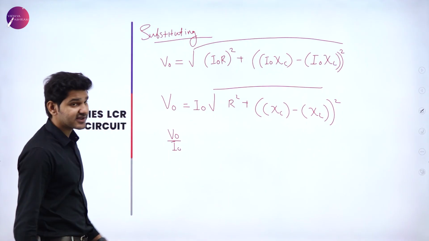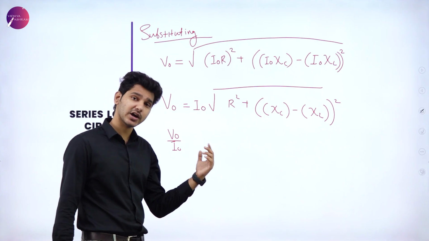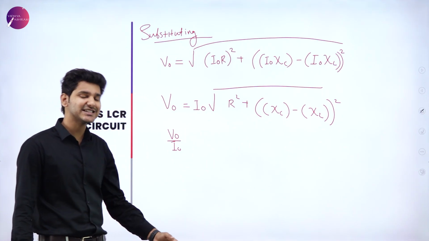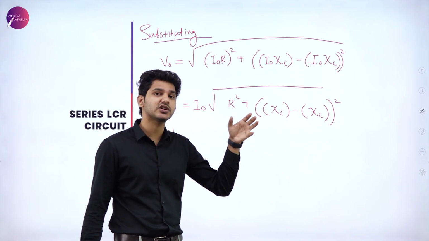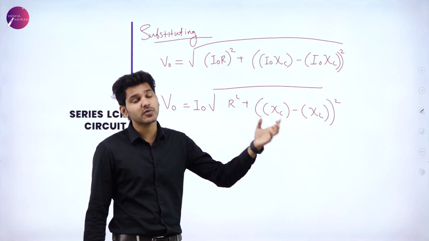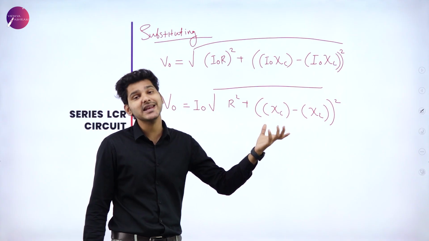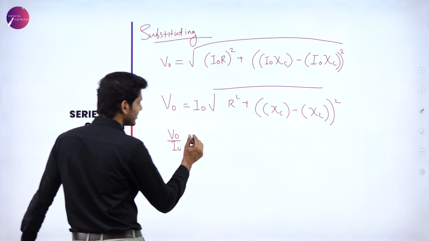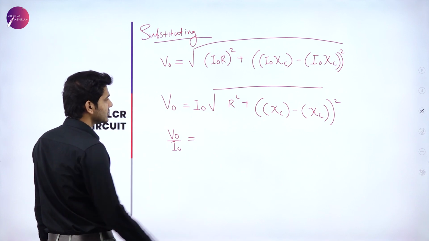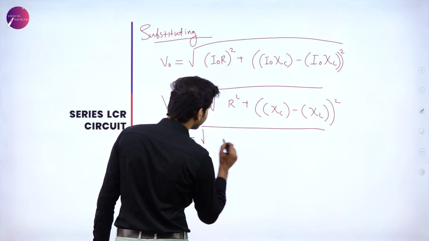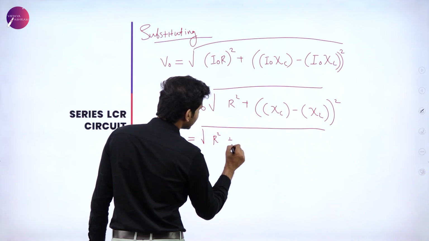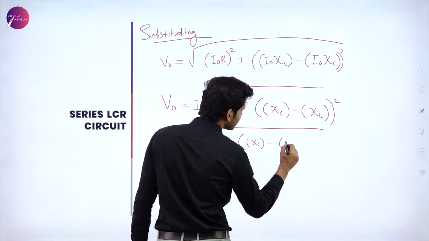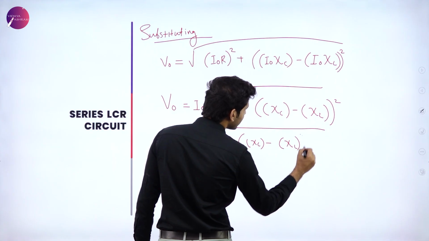So we know that V by I is equal to R according to Ohm's law, or the ratio of voltage to current is nothing but resistance. So generally what we are trying to do is calculate what is the resistance offered in an LCR circuit. In case that is not clear for anyone, I'm just putting it out there. So this will be equal to root of R square plus chi C minus chi L whole square.